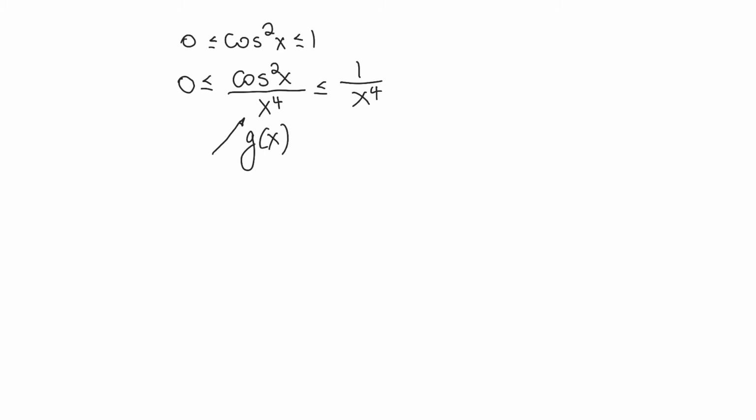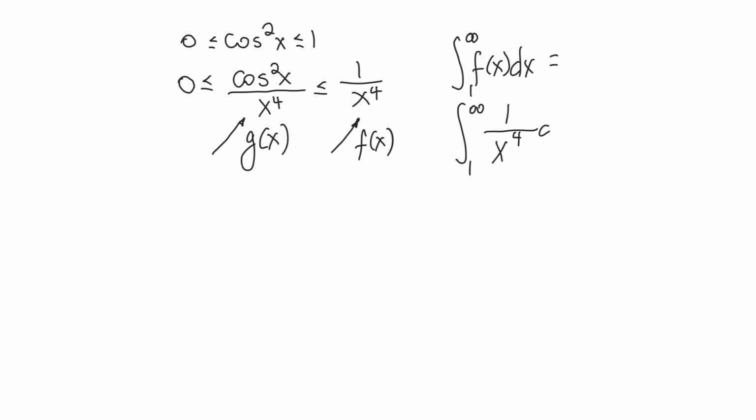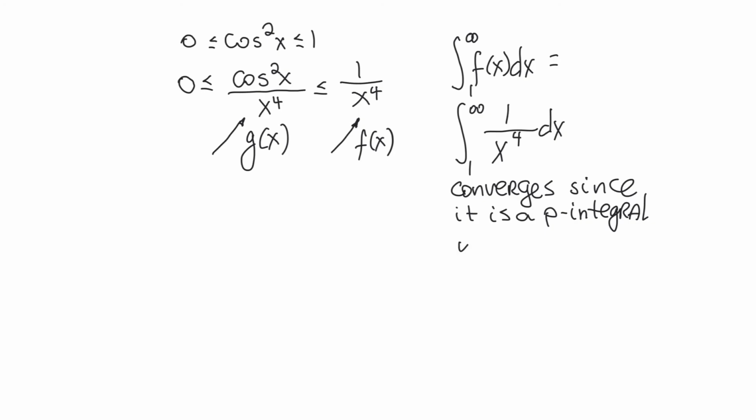So if we let g of x be the cosine squared of x over x to the fourth function, and f of x be the 1 over x to the fourth function, we know that the integral of f of x from 1 to infinity, which is the integral from 1 to infinity of 1 over x to the fourth, we recognize this is what we call a p integral. It's a p integral with p equals 4. And if a p integral has p greater than 1, it converges. So in this case, the p integral has a value of 4, and therefore it converges because it's bigger than 1.